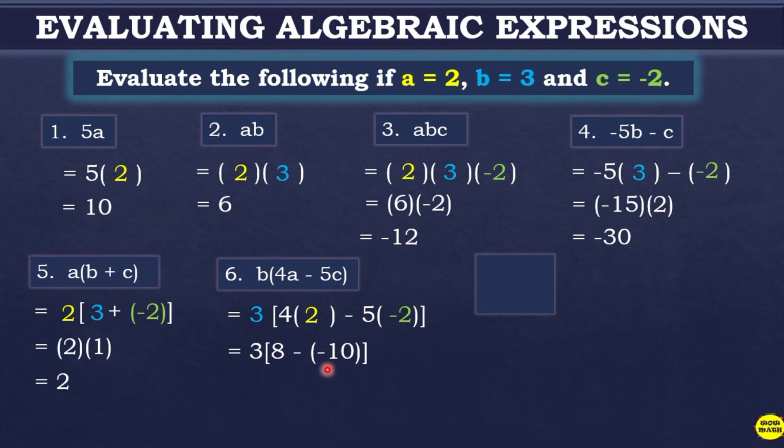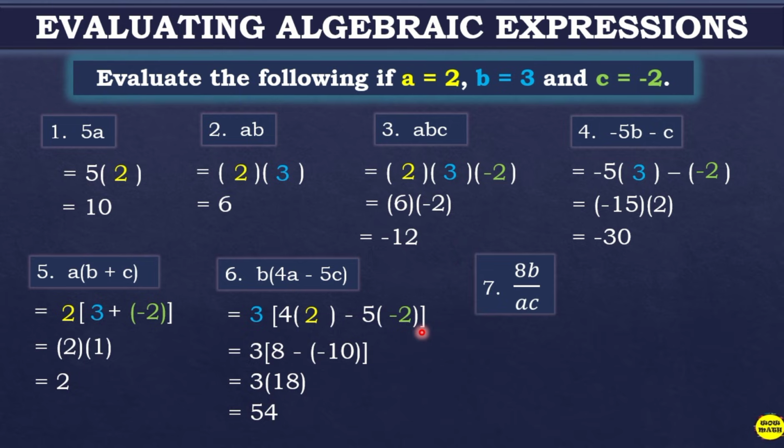Or, pwede naman diretso na. Negative 5 times negative 2, positive 10. Eh, ma'am, negative 2. Magiging positive po ito. Negative times negative, positive. Kaya 8 plus 10, 18 siya. Okay, ulitin ko ha. So, 4 times 2, that is 8. Pwede pong diretso na, negative 5 times negative 2, positive 10. Kaya, 8 plus 10, 18. Okay. So, 3 times 18, that is 54.